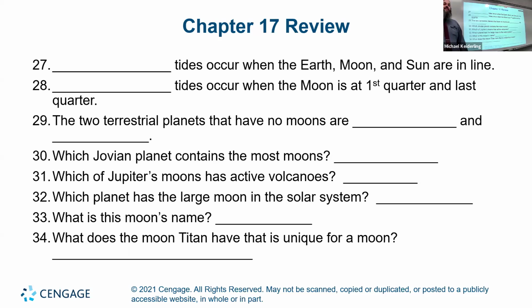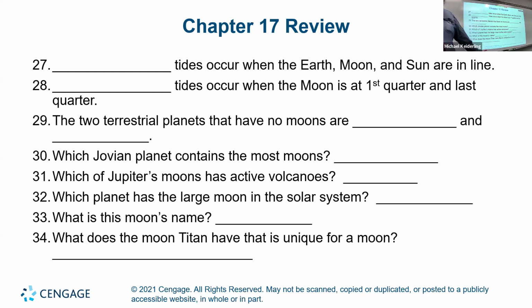When the Earth, moon, and sun are in line, this forms spring tides. They spring up, is a way you can remember that. And when the moon is at first quarter and last quarter, the smaller tides are called neap tides. These are less extreme tides. I don't have a good way to remember that.